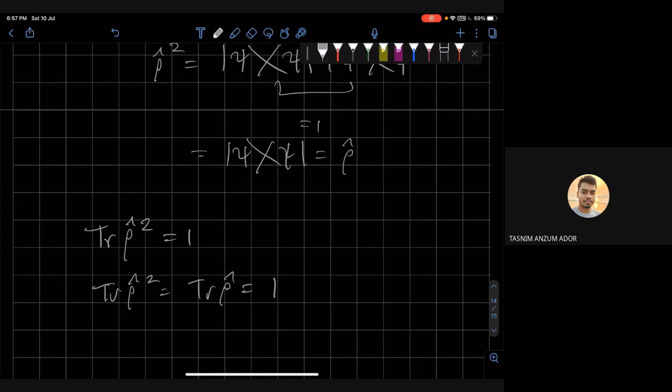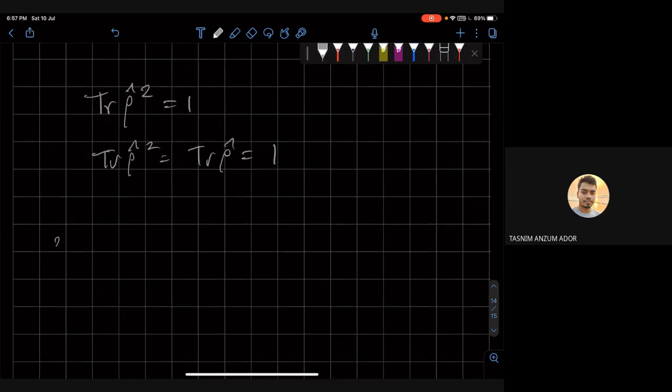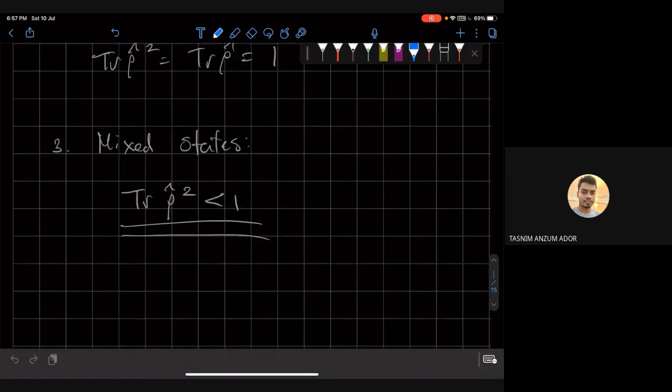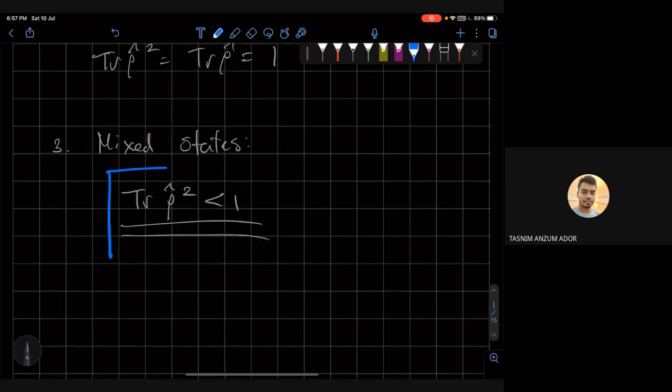Now, for mixed states, you can show that the trace of rho hat squared is less than 1, strictly less than 1. Now, this is going to be your homework. You will have to try to prove it using what we know about the density matrix so far. Okay, can you do that? Try to do that. I will give you the proof next time.